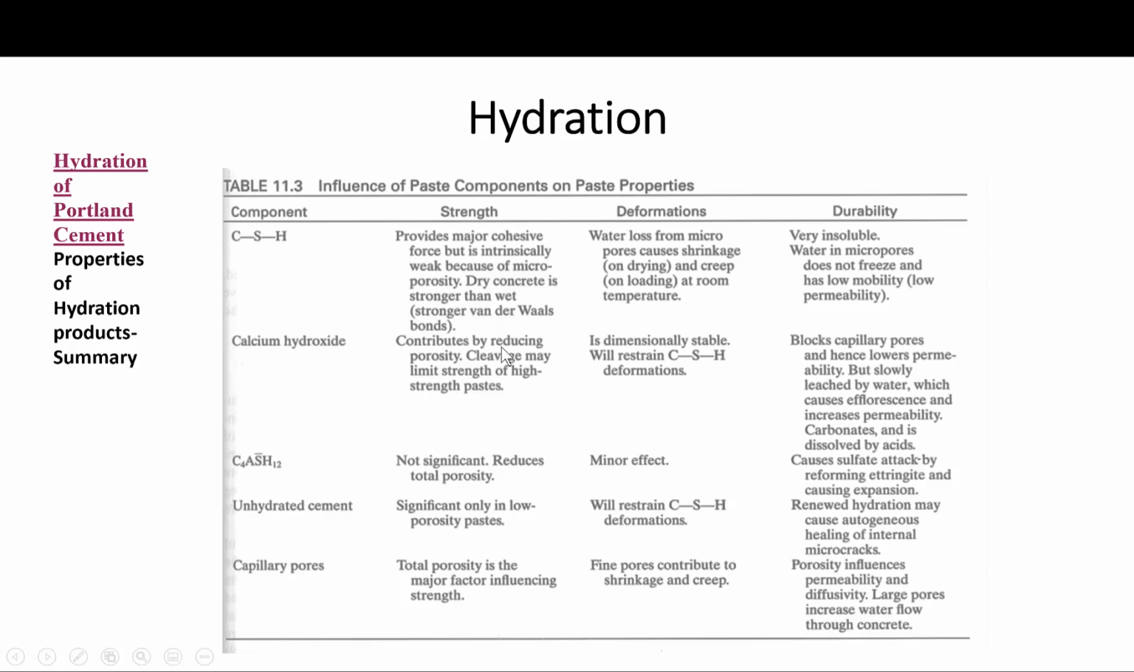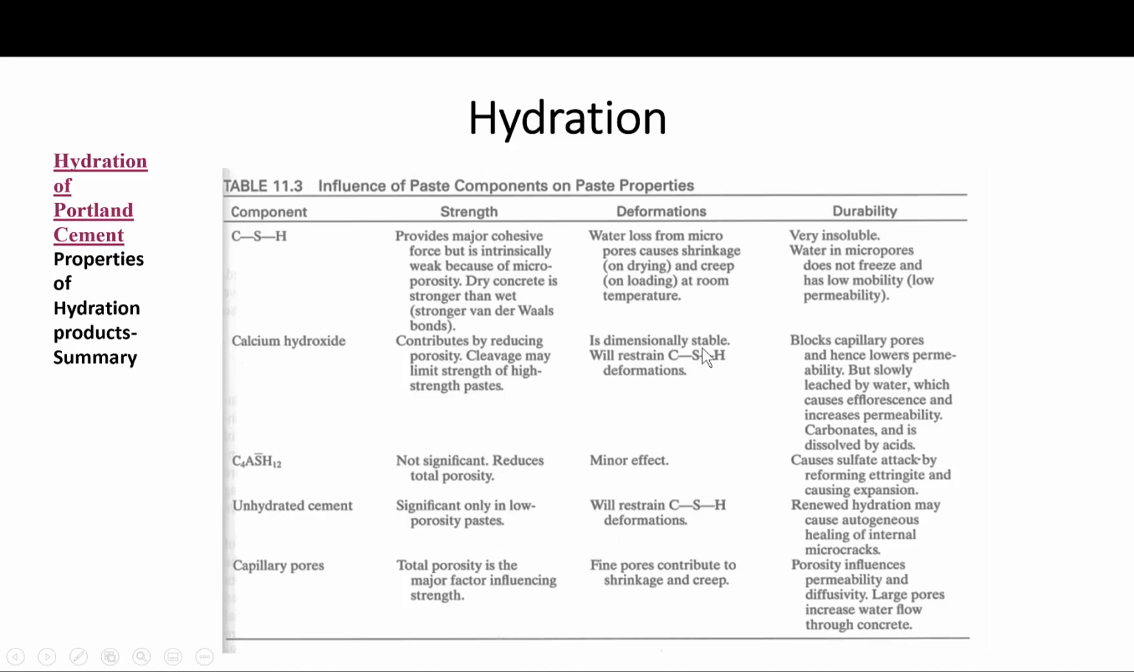Calcium hydroxide, how it contributes to strength, because increased porosity decreases strength, as we will see later. So it contributes to strength by reducing porosity. And the cleavage may limit strength of high strength paste. The presence might be harmful in this case.